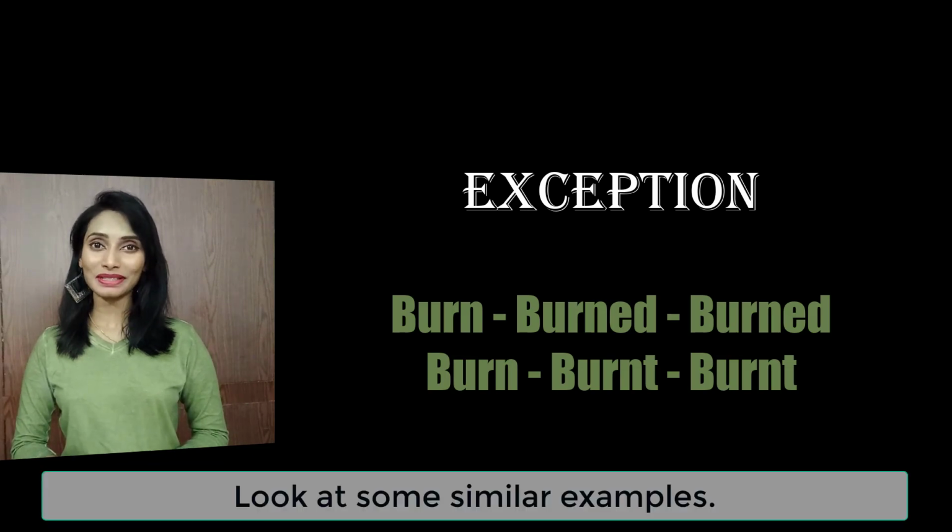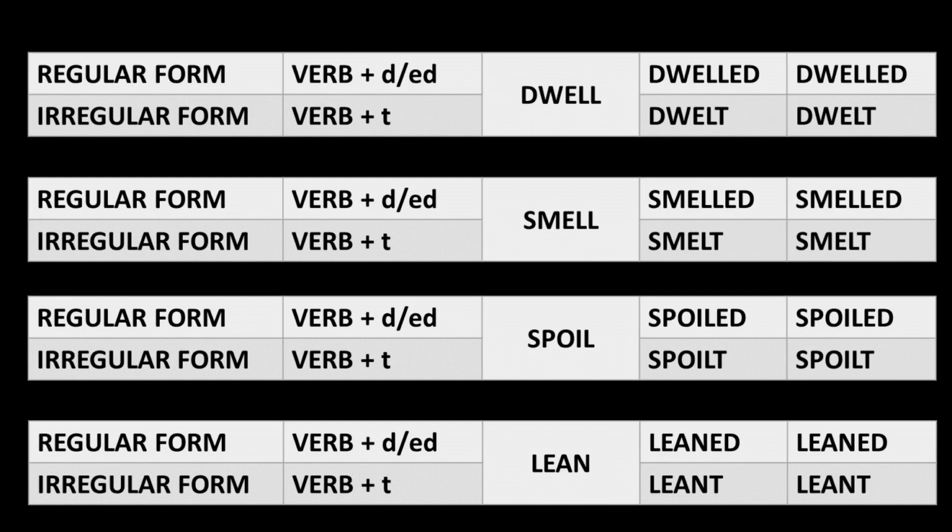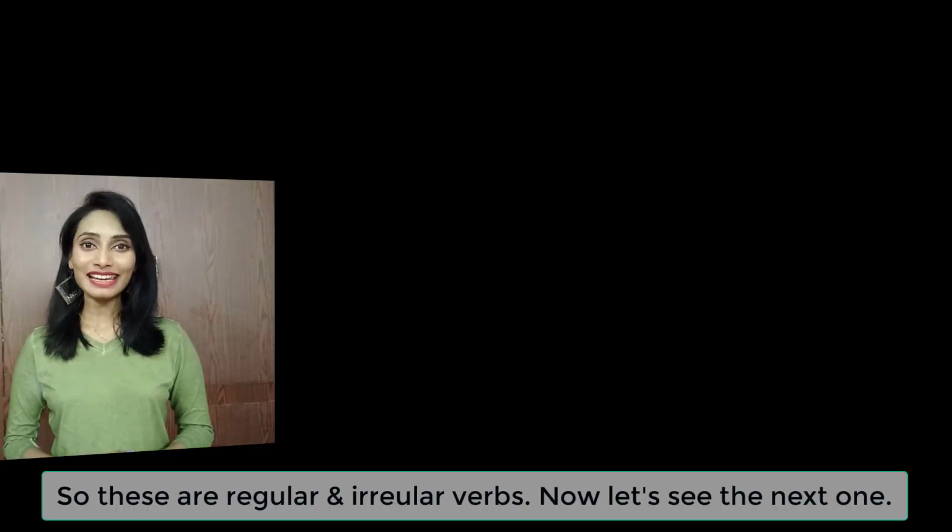Look at some similar examples. Learn, learned, learned; learnt, learnt. Dream, dreamed, dreamed or dreamt, dreamt. Spill, spilled, spilled; spilt, spilt. Dwell, dwelled, dwelled; dwelt, dwelt. Smell, smelled, smelled; smelt, smelt. Spoil, spoiled, spoiled; spoilt, spoilt. Lean, leaned, leaned; leant, leant. So these are regular and irregular verbs.